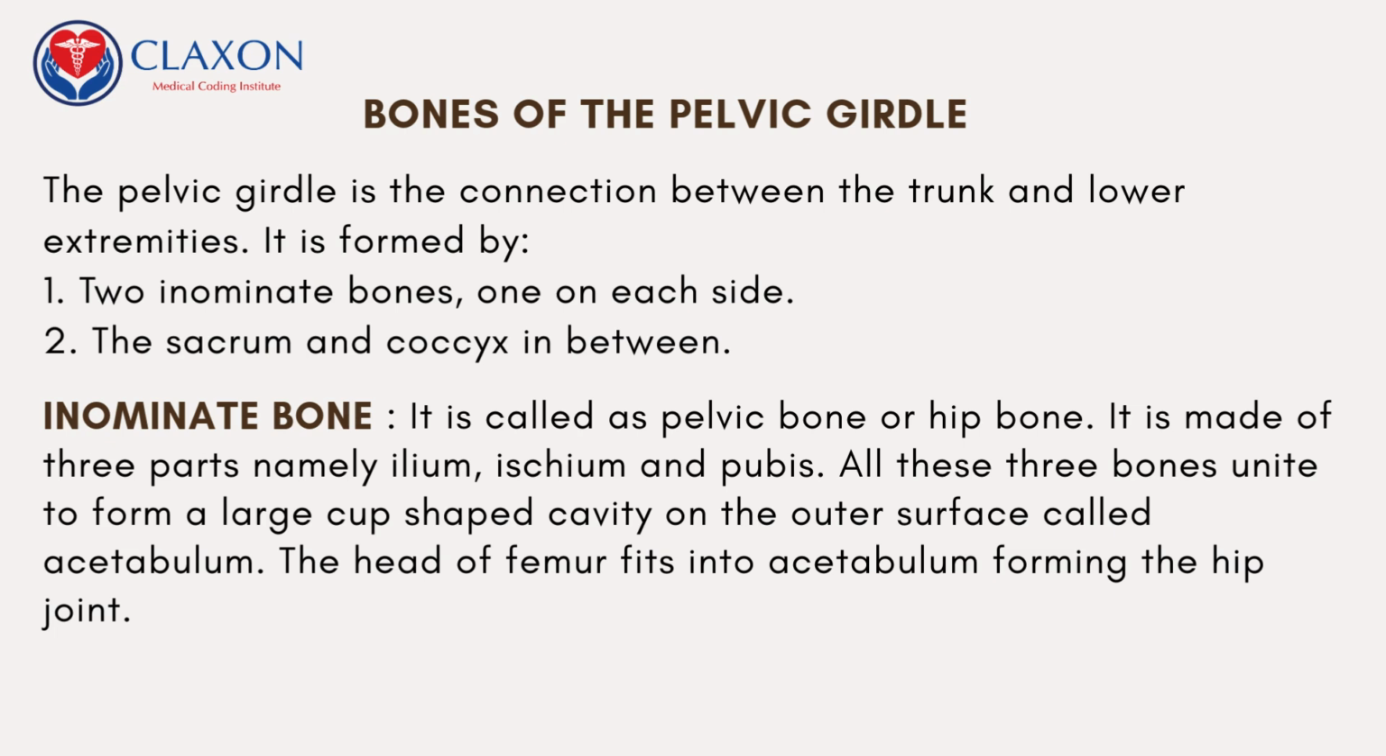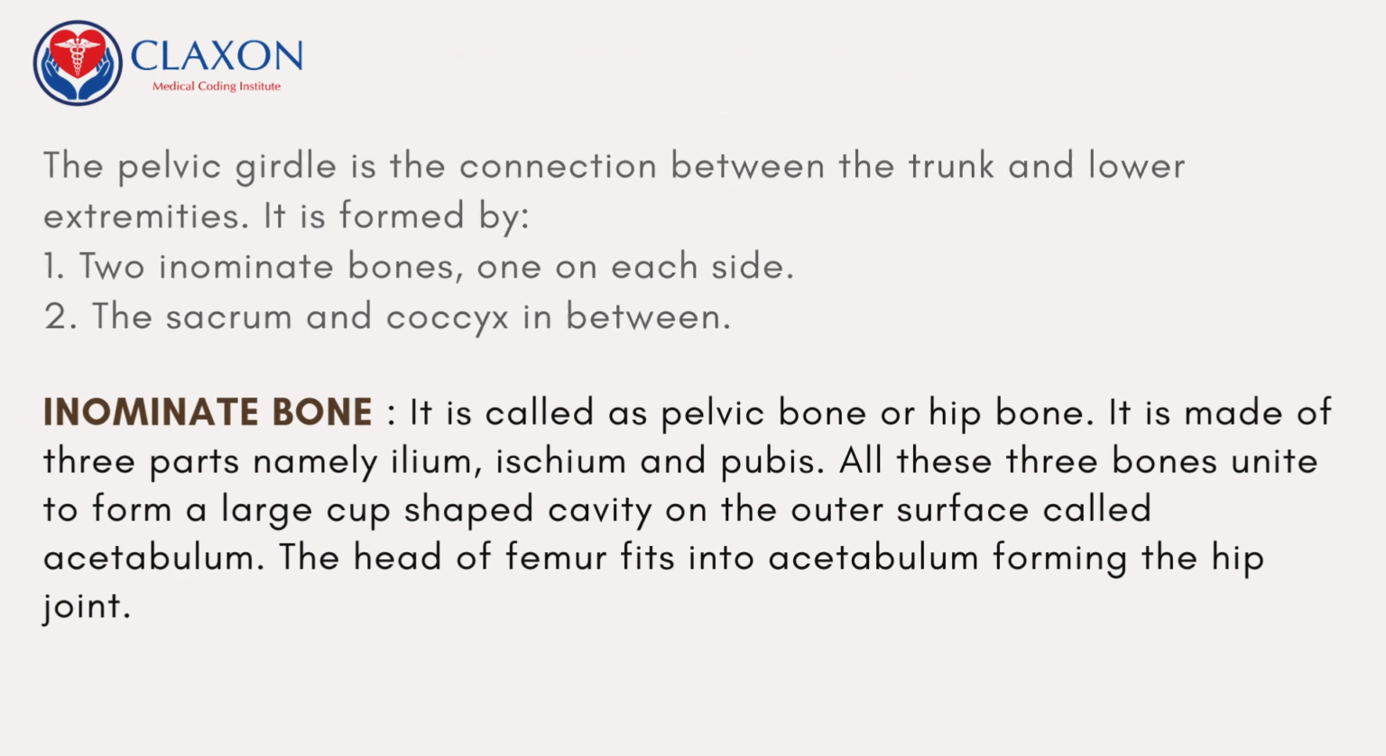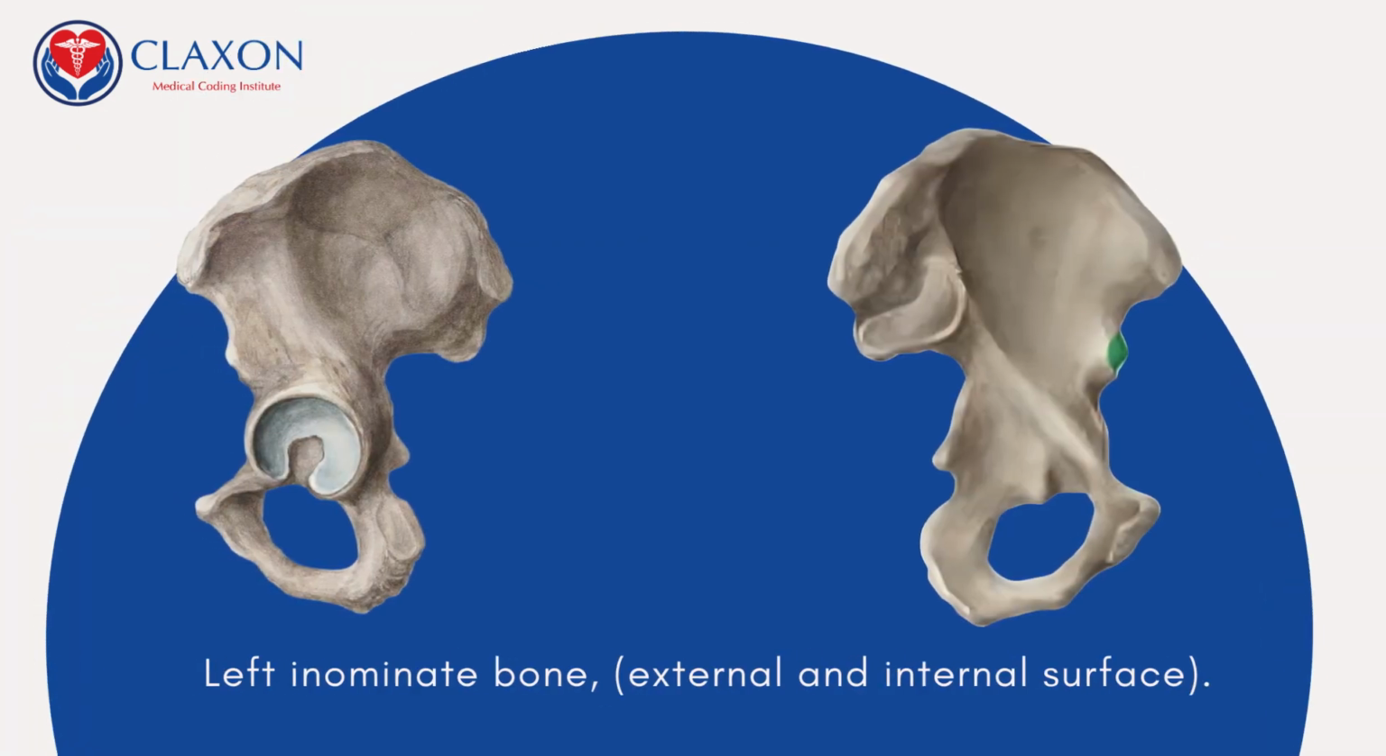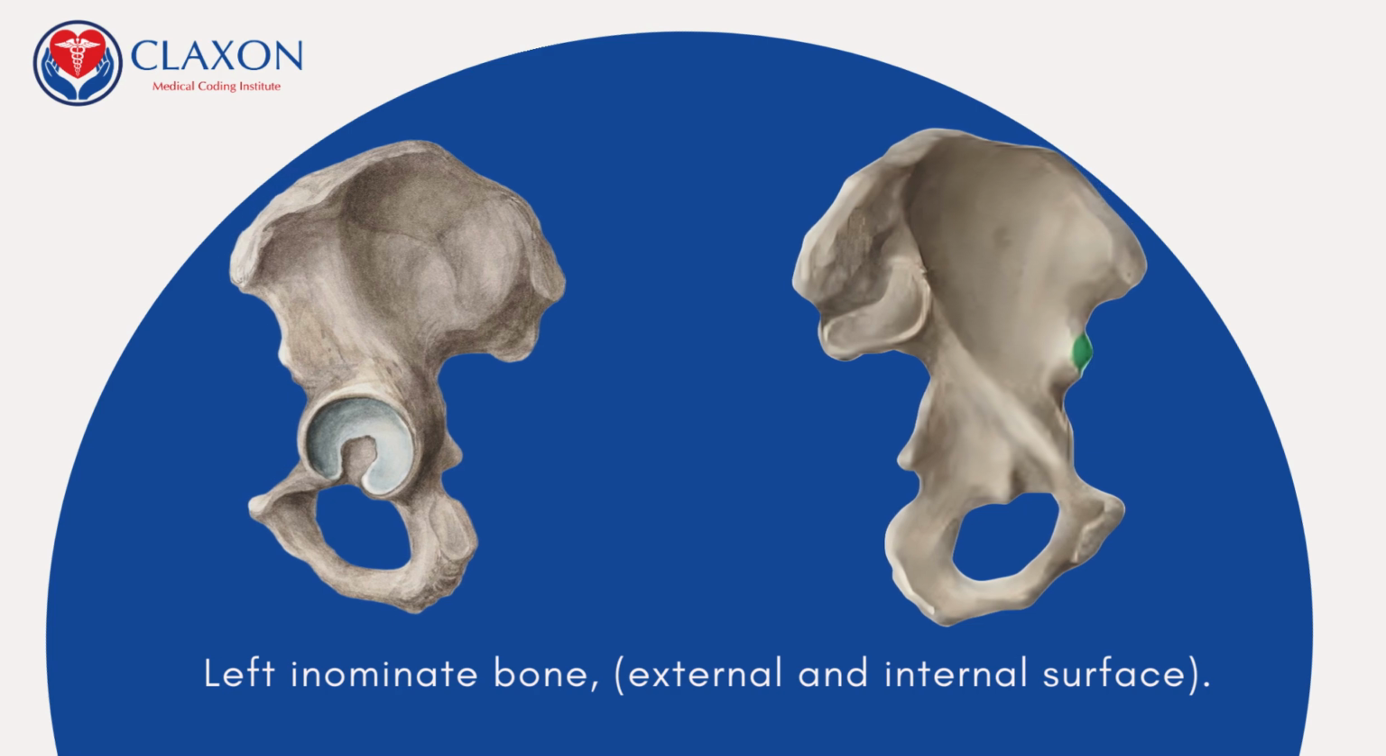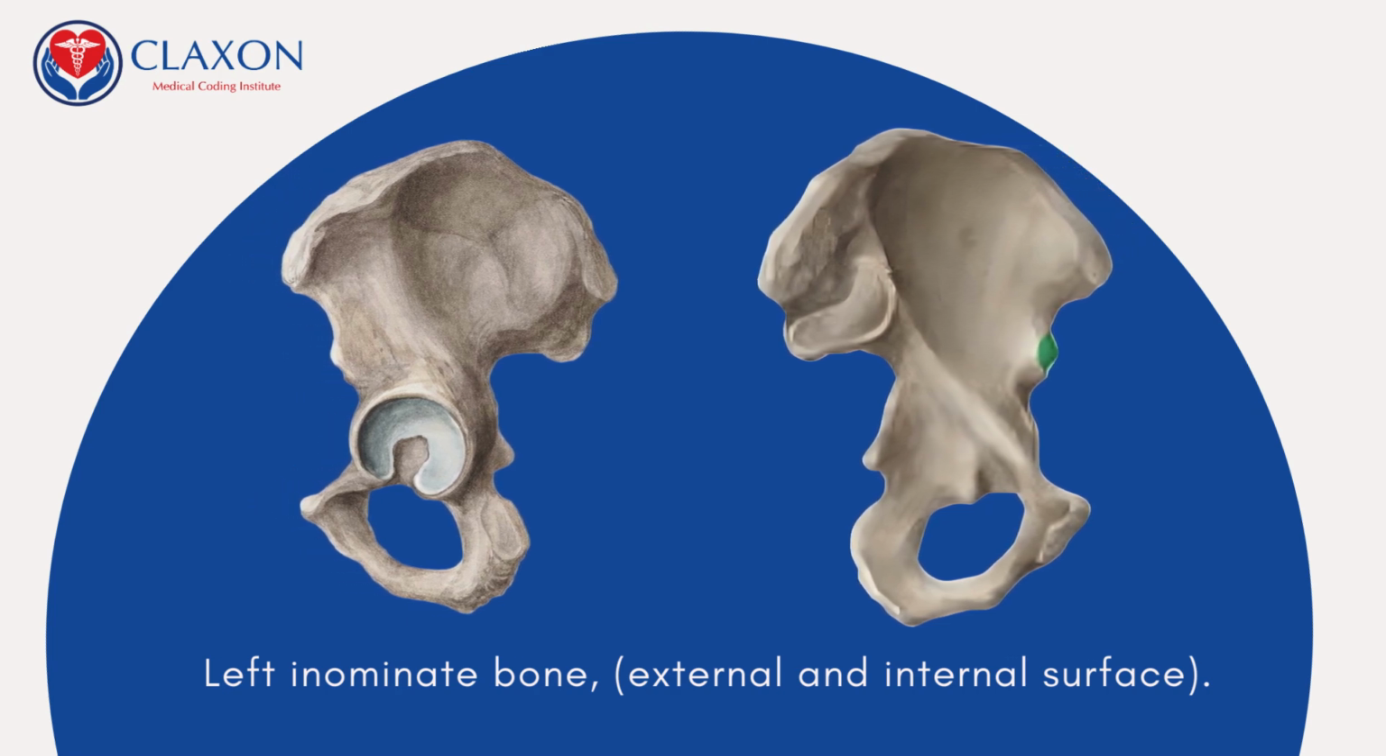All these 3 bones unite to form a large cup-shaped cavity on the outer surface called acetabulum. The head of femur fits into acetabulum forming the hip joint. Left innominate bone, external and internal surface.